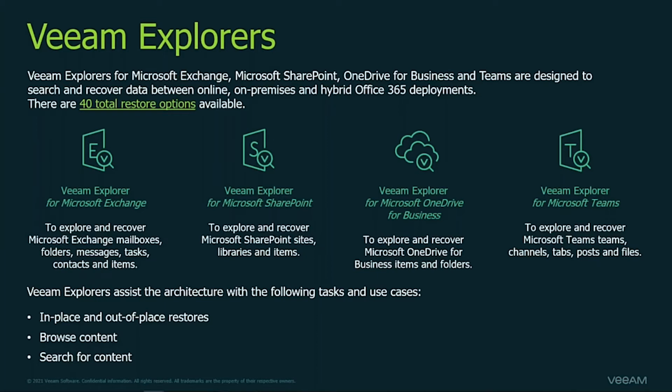So you can see in the case of Teams, we're really focused on searching, finding, and recovering Microsoft Teams themselves, the teams themselves, channels, tabs, posts, files. And there are really 3 major use cases that we address here. So there's the in-place and out-of-place restores. By default, these restores provide the capability to recover data to the original location. So that's your in-place restores back to the original location. Where you need to, you can also perform restores to a different location. So that would be the out-of-place restores. So we support both for that.